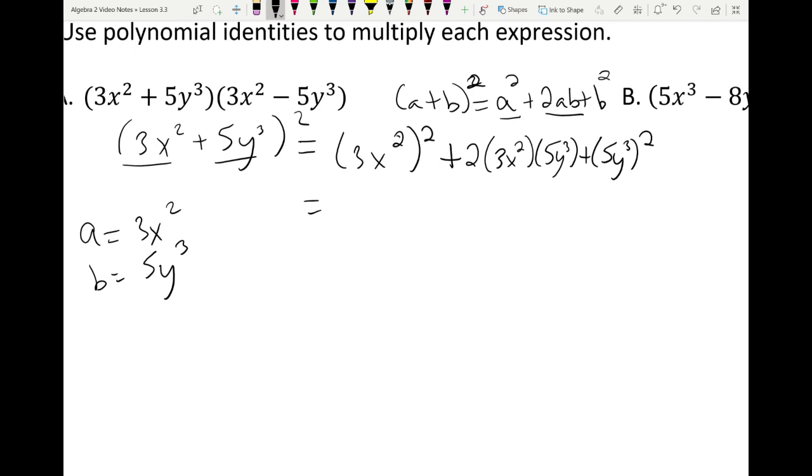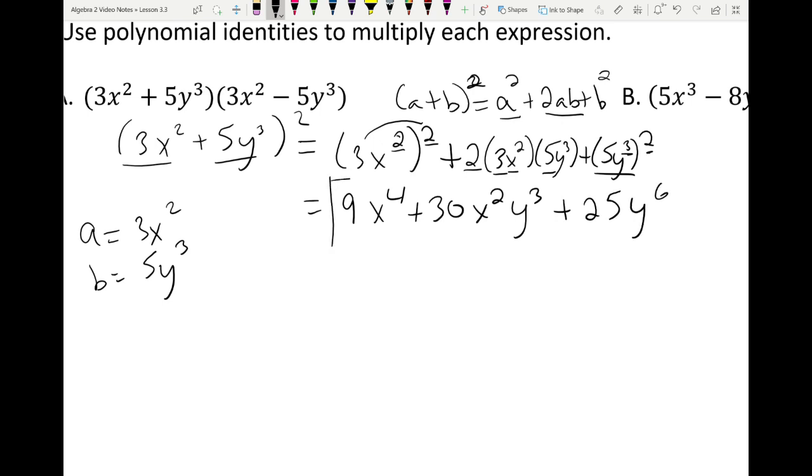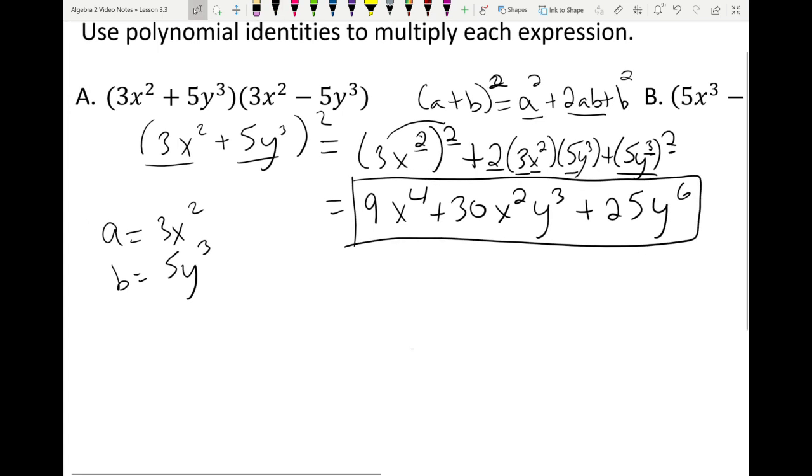All right, so now 3 squared is 9, 3 times 3, and then x² squared is x to the 2 times 2 power, so you're going to be doing 4. Now we have 2 times 3 is 6, 6 times 5 is 30, and then you're going to put the x squared and the y cubed together. Now we're looking at this part. So we have 5 squared is 25, and then 3 times 2 is 6, so it'd be y to the 6th power. All right, that takes care of A.